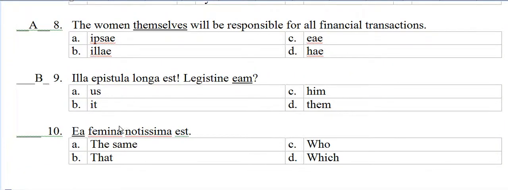And ea, or id, it also means "she," but we can also translate it as "that." Remember, it could also be translated as "this" or "that," as well as "he, she, it." And so another definition for is is "that."